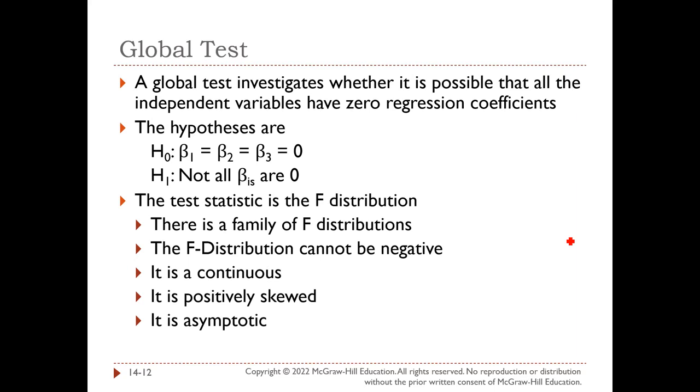So, global test. A global test investigates whether it is possible that all the independent variables have zero regression coefficients. Basically, here's your hypothesis. Beta 1 equals beta 2 equals beta 3 equals 0. Now all betas are 0, so they're not equal to 0. The test statistic is the F distribution. There is a family of F distributions. The F distribution cannot be negative. It is continuous, positively skewed, and asymptotic.